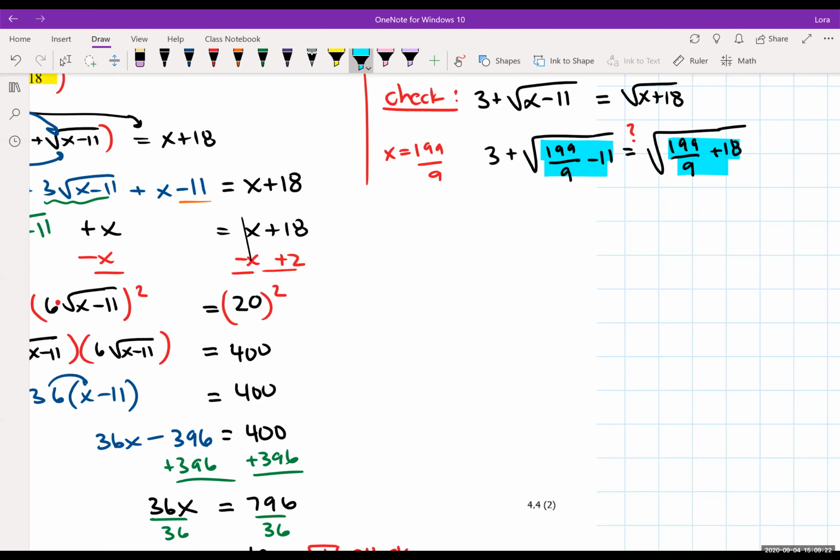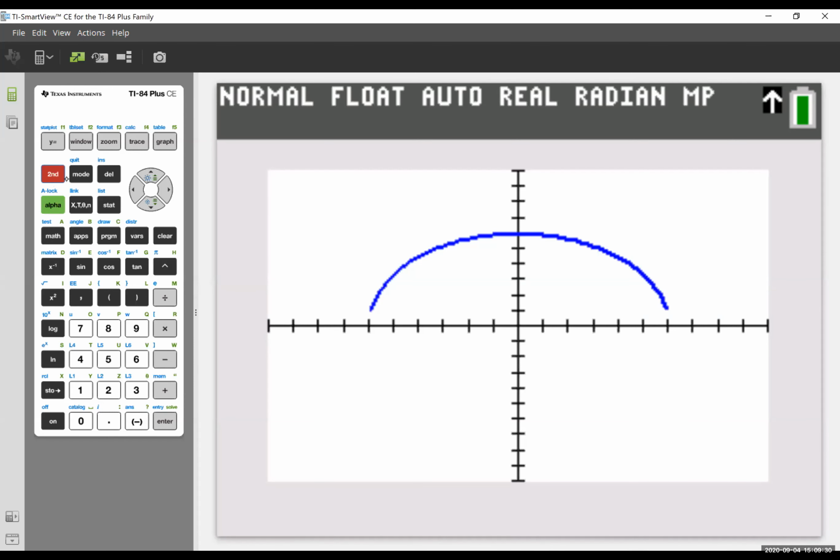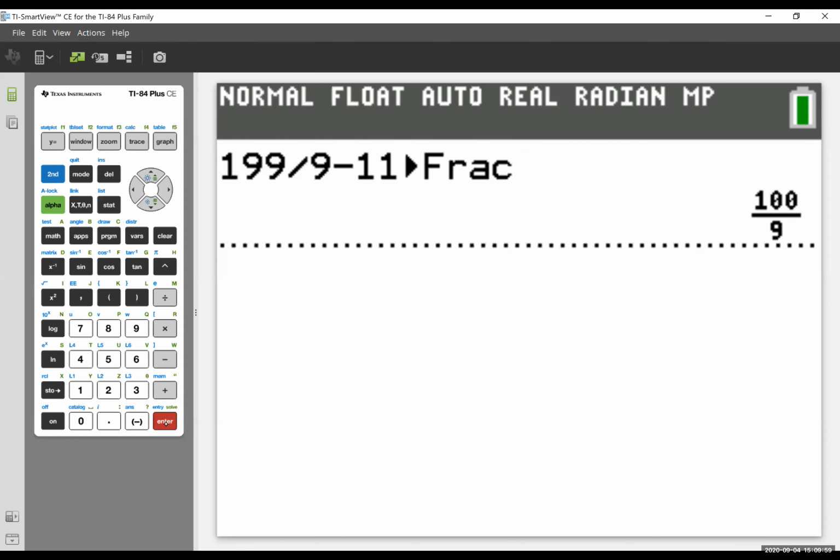All I want to do is simplify it on the inside. Hopefully I'm getting a nicer number I can deal with. So I'm going to go to my home screen, and all I'm doing is looking at 199 over 9. So there's a couple ways you can do it. And I'll double check what I'm supposed to be subtracting again. Minus 11. Now, if you press equals right away, it's going to give you a decimal, or maybe it won't, but I'll make sure. I'm going to change it to fraction form just in case. And we have 100 over 9.